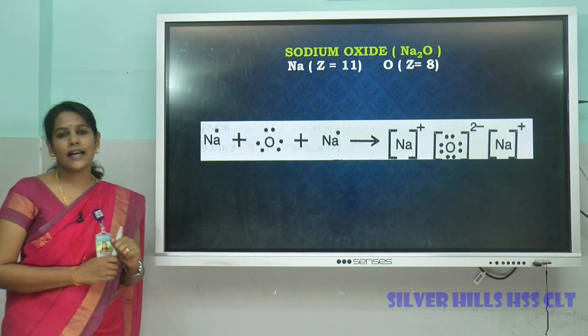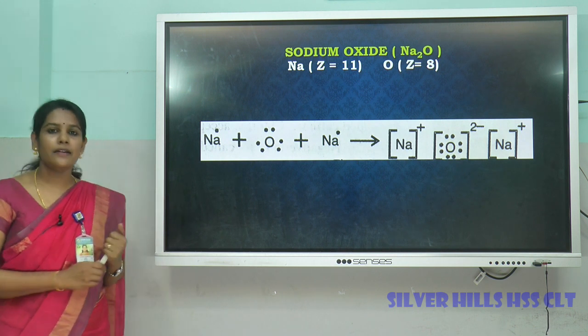Now let us see the second type of chemical bonding, that is covalent bonding.